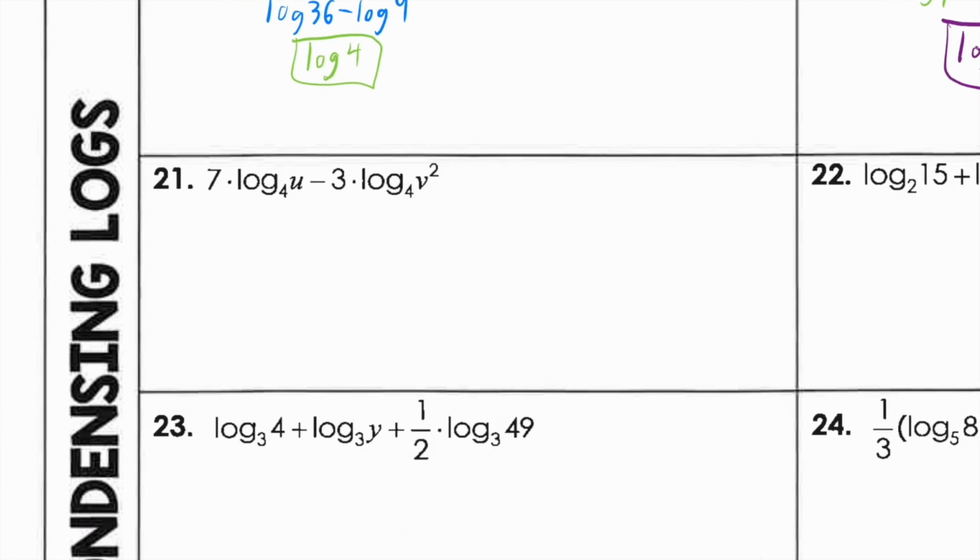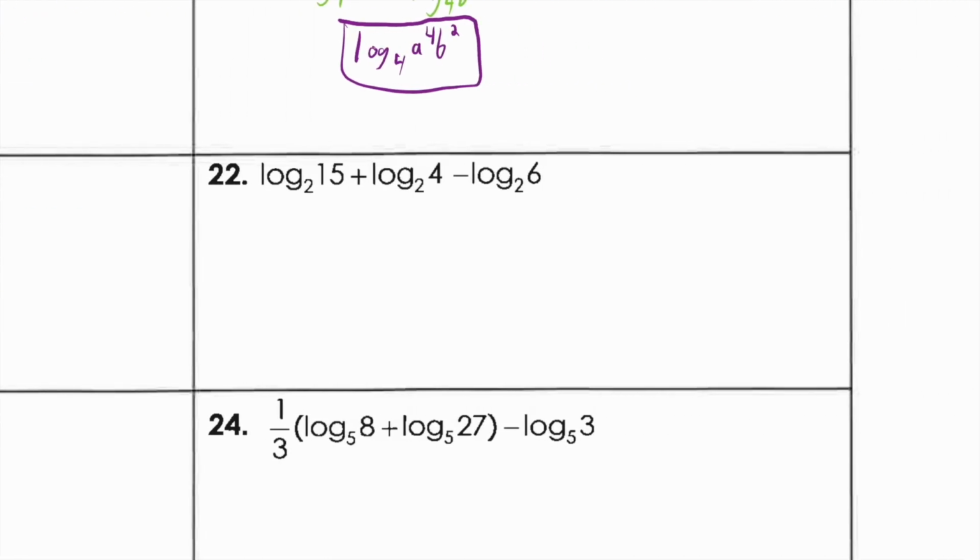On 21, we'll have log base 4 of u to the power of 7 minus log base 4 of v to the power of 6. The existing exponent and the coefficient would multiply. And now we can write this as a singular logarithm, giving us log base 4 of u to the 7th divided by v to the 6th, which doesn't simplify further because they're different variables.